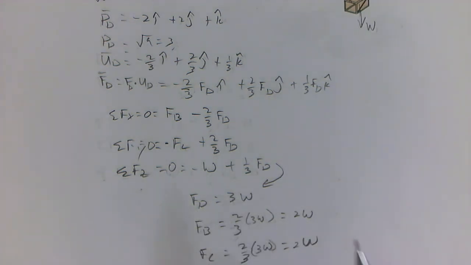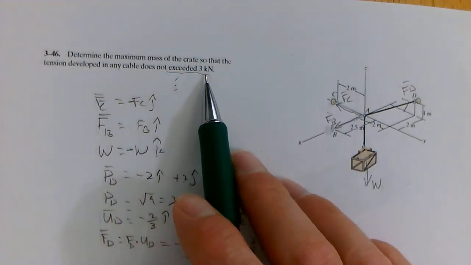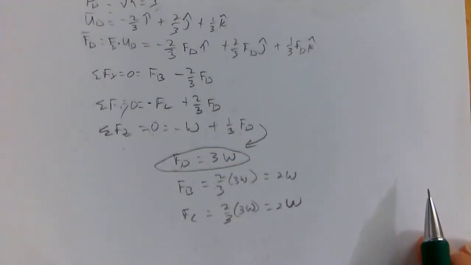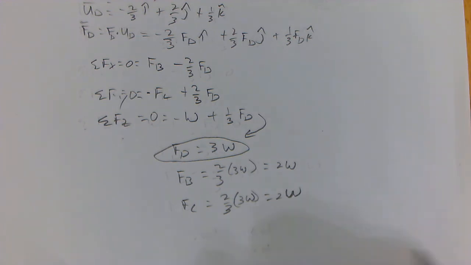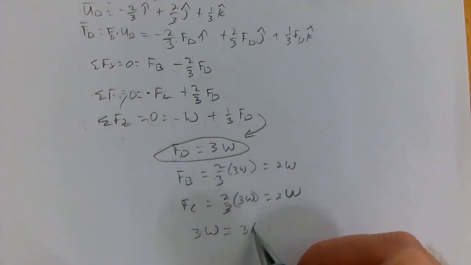So we have FD equals 3W, FB and FC both equal 2W, so we want to find W such that no cable can exceed 3 kilonewtons. So the highest force is in FD. So 3W cannot exceed 3 kilonewtons. So W is equal to 1 kilonewton.